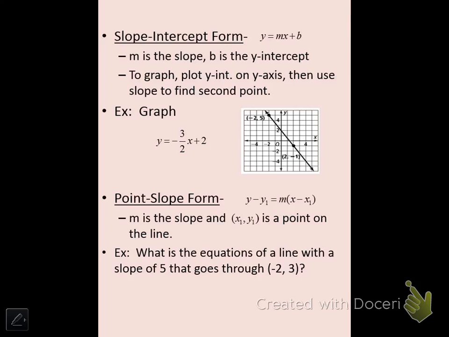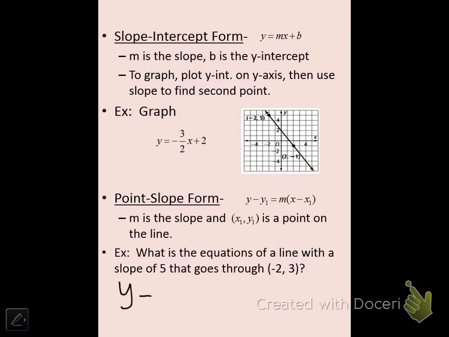Point slope is going to be a different type of equation, because it's going to be y minus y1 equals m times x minus x1, m being the slope and x1 and y1 being a point that is on the line. So you need at least a slope and a point to be able to do this, which is why it's called point slope. So what is the equation of a line with a slope of 5 that goes through -2, 3? So you just plug it in.